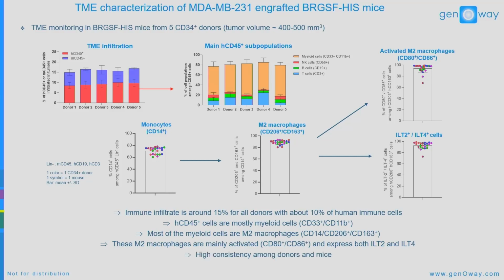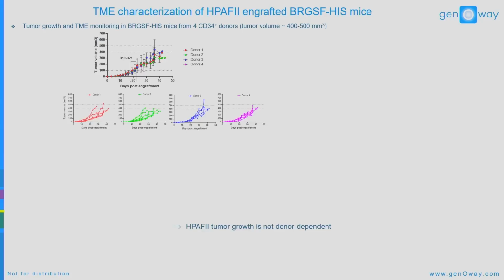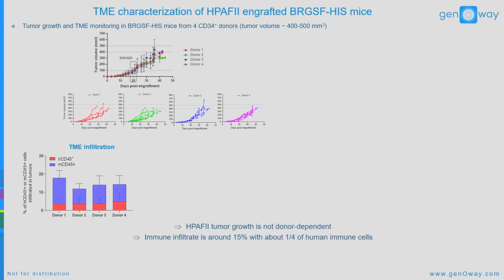Now, how does this depend on the tumor? We reproduced the same study, but this time we used another tumor model, HPAF2, a pancreatic tumor. Using HPAF2, we basically confirmed what we've seen previously. The tumor growth is totally donor independent. But you clearly see that the tumor growth is much slower than previously. What about the TME composition now?